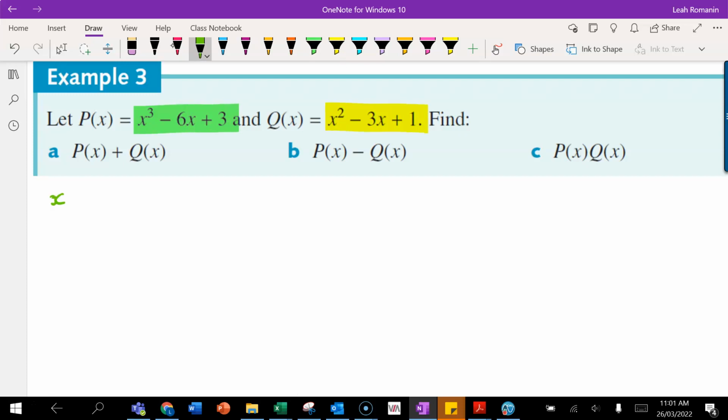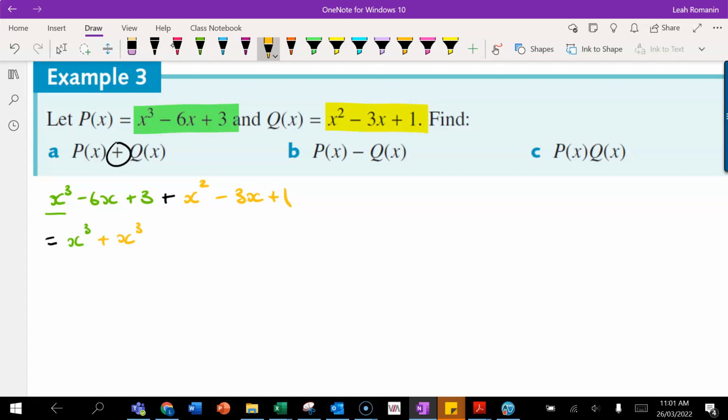So I'm going to have x cubed minus 6x plus 3. And then I'm going to add, because we've got our addition here, plus x cubed minus 3x plus 1. And then we're going to add our like terms. So I've got 1x cubed here and no other x cubed. So that's going to remain as x cubed. My 6x, I can see that I've got a 3x matching, but I'm going to go in degree order, which means that I'm going to go down to my x squared now. So my x squared is going to come next.